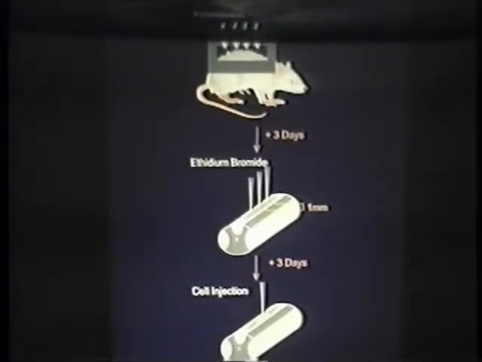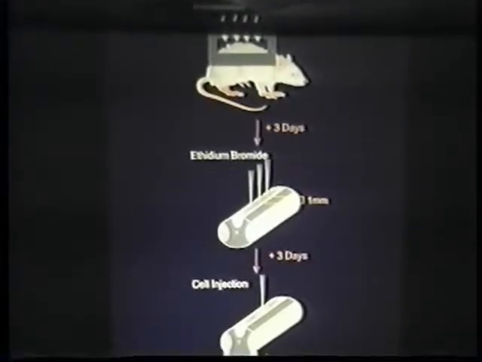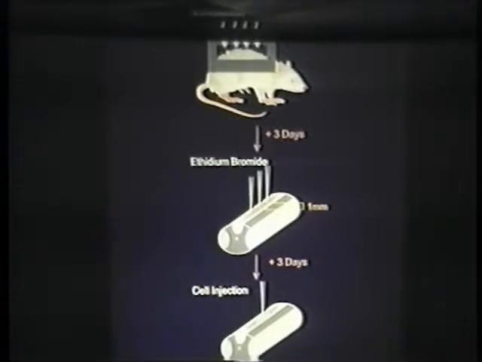Now, I'm going to talk briefly here about one of the model systems we use. We use many. We contuse the spinal cord. We inject chemicals to demyelinate. We use genetic mutant animals, but I'm going to focus today on one.